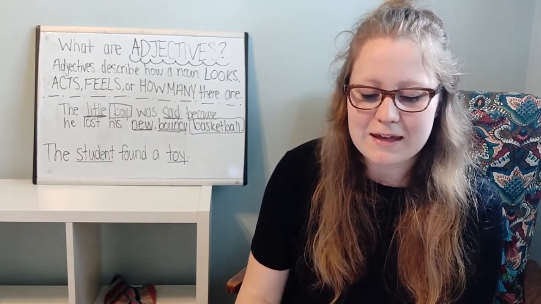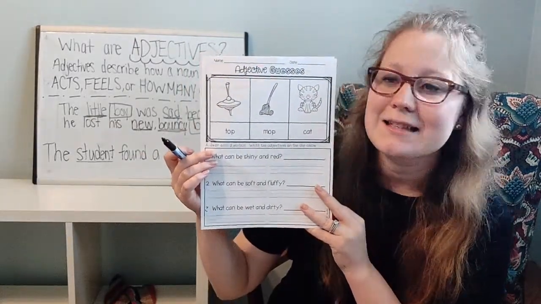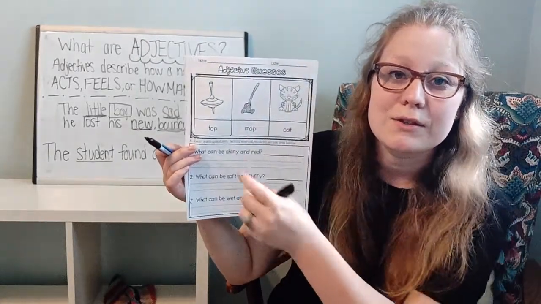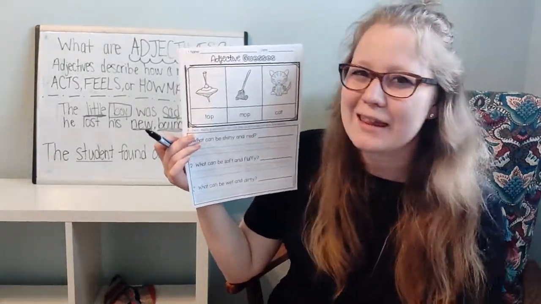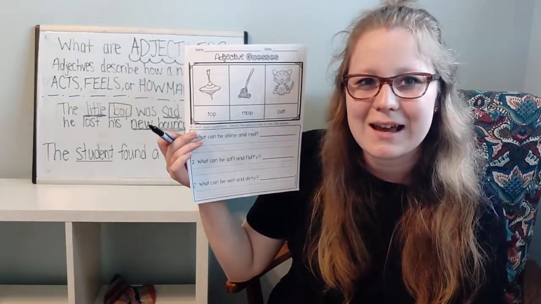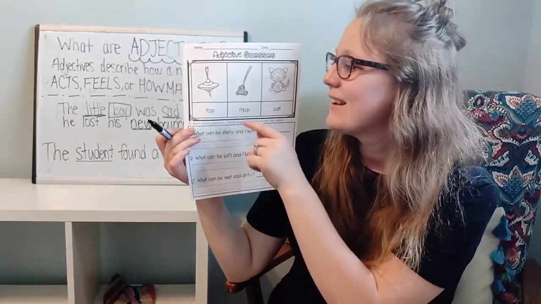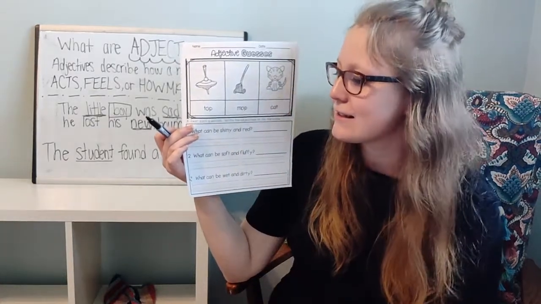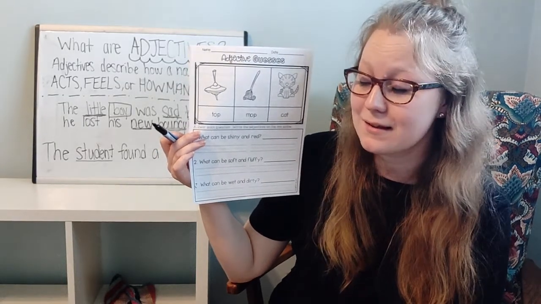you have a page in your little handouts that looks like this. It says adjective guesses up at the top. So you have 3 items here. A top, which I think a lot of you know what it is, a top, but if you're not 100% sure, it's kind of like those Beyblades that you guys like playing with. The next one is a mop and a cat. So think about these 3 things.